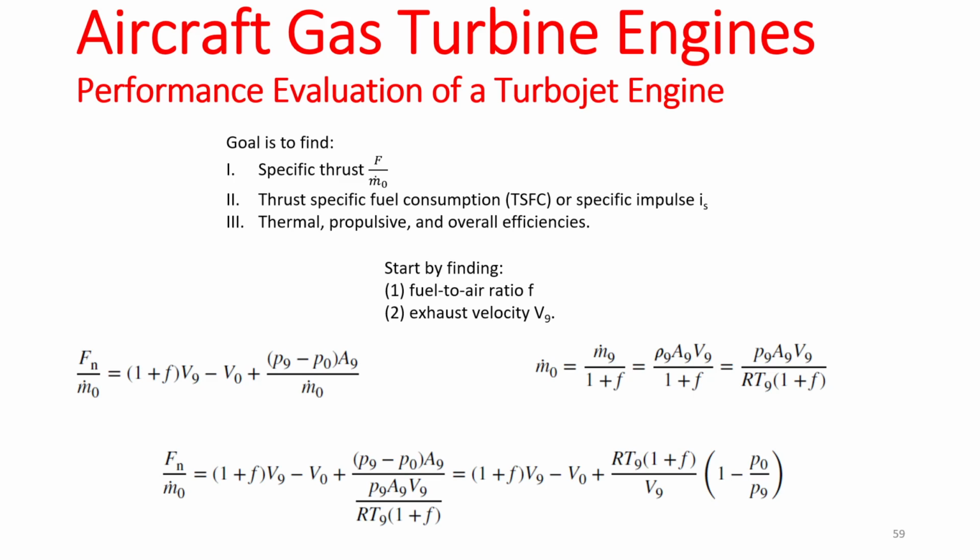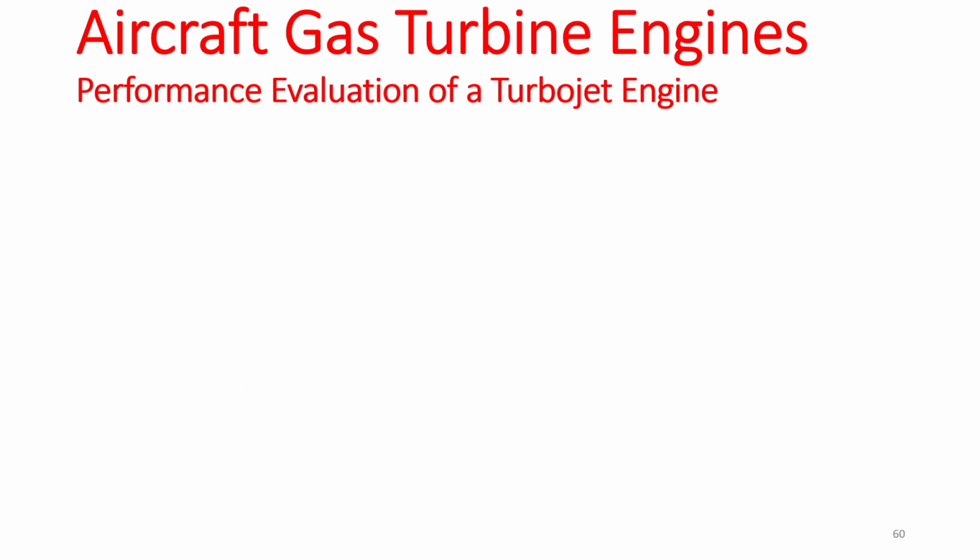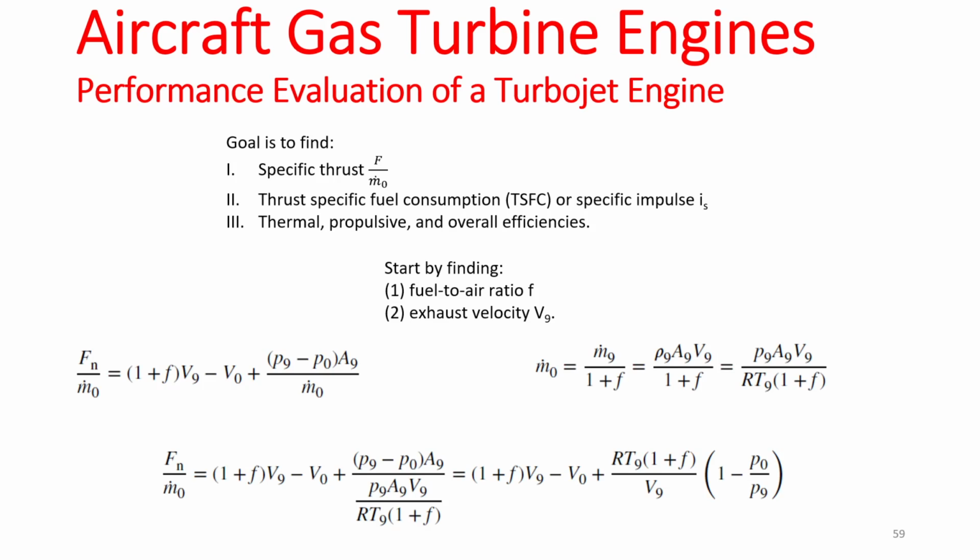You can play with this a little bit. You can rearrange and simplify, and you'll eventually get to this equation. Fn over ṁ0 is (1 plus f) multiplied by V9 minus V0, plus RT9 multiplied by (1 plus f) over V9, multiplied by 1 minus the pressure ratio. So here we don't have the ṁ anymore, just f, and your specific thrust is going to be only a function of velocities, pressure, and temperature.